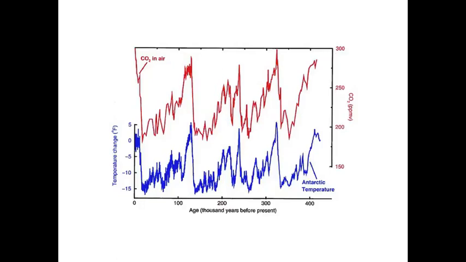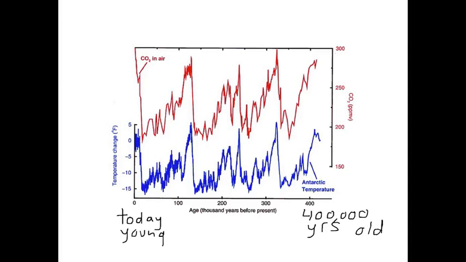I have to apologize to you for this one. We've done something to you that may be a little bit confusing. Today is over here on your left, and this is 400,000 years ago over here on your right. So old is over here on the right, and young is over here on the left, and time goes this way. What's shown here, first of all, is the temperature in Antarctica.